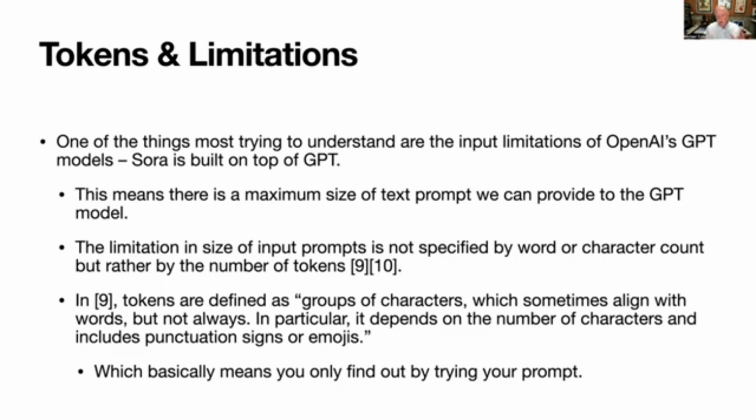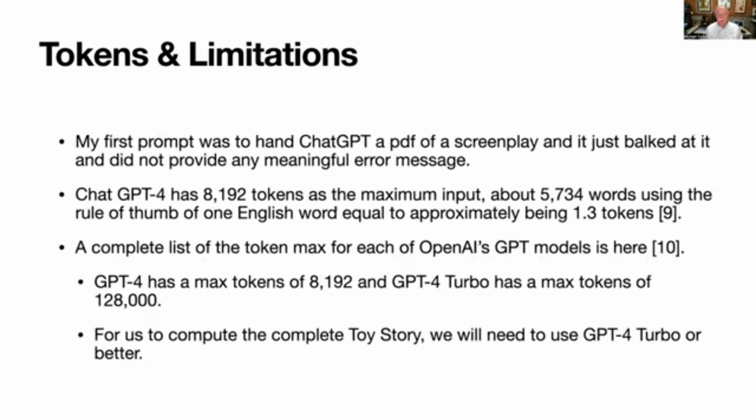The limitation in size of input prompts is not specified by word or character count, but rather by the number of tokens. In reference 9, tokens are defined as groups of characters which sometimes align with words, but not always. In particular, it depends on the number of characters and includes punctuation, signs, or emojis, which basically means you only find out by trying your prompt. My first prompt was to hand ChatGPT a PDF of a screenplay, and it just balked at it and did not provide any meaningful error message.